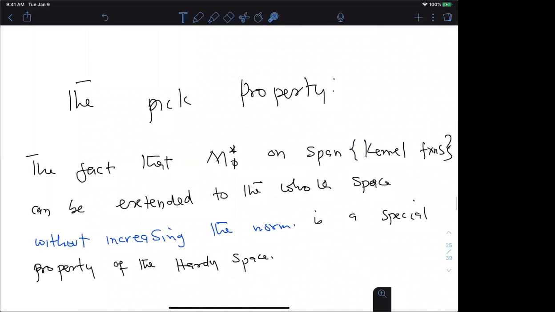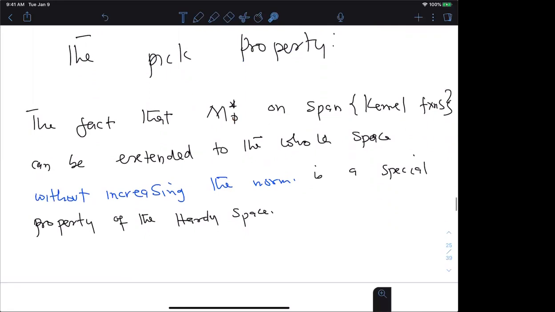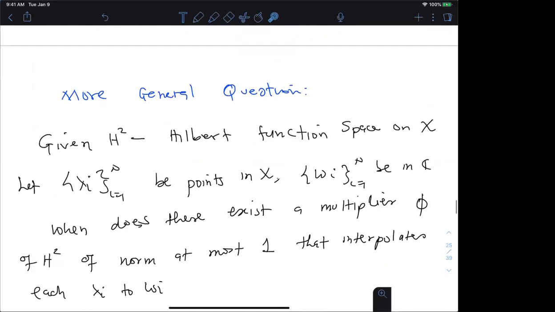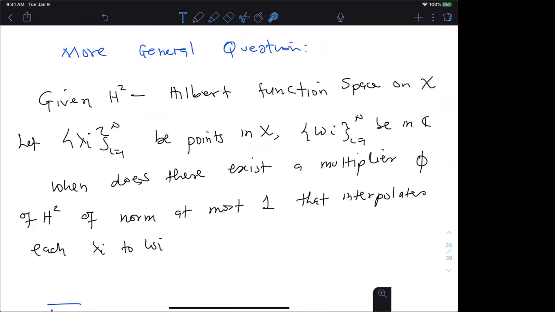What does the Pick property say? The fact that the action of the adjoint operator on the subspace spanned by the kernel functions can be extended to the whole space without increasing the norm. That is a special property of the Hardy space. And as we just noted, if we have this condition, there's a guarantee of a solution, which we're going to prove in no time. So a more general question to ask at this point, because we know that the family of all bounded holomorphic functions on the disk is isomorphic to the multiplier algebra on H2, we can reformulate the problem as: given an H2 Hilbert function space on X.